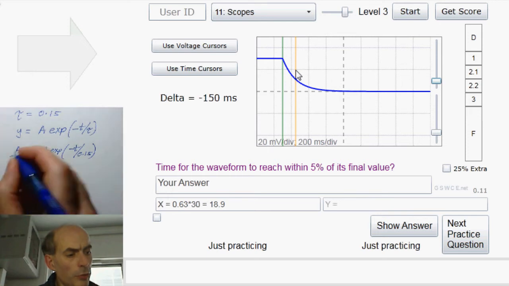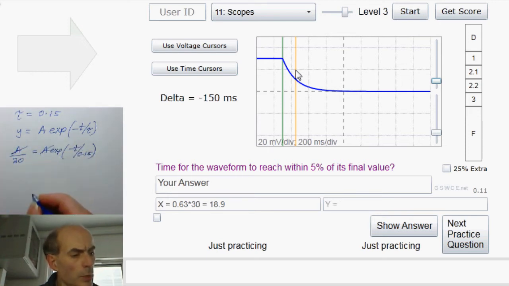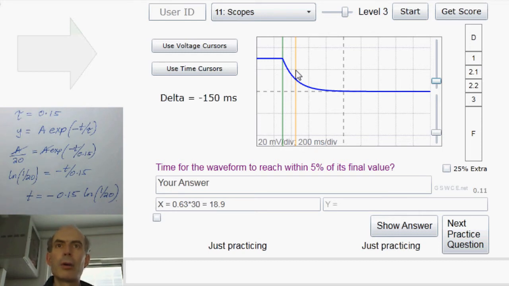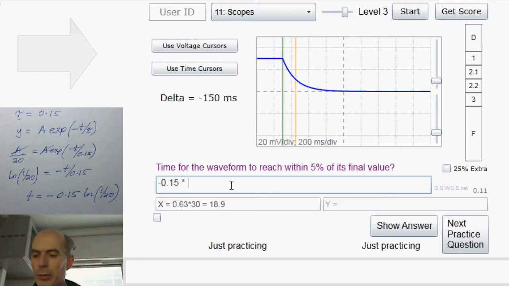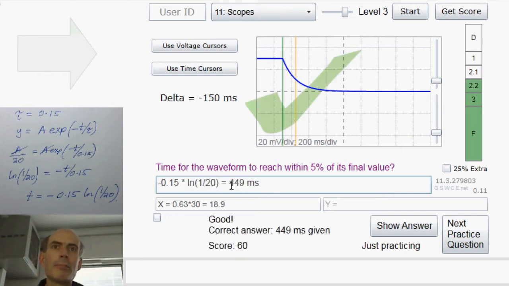And now it's just a bit of maths on that. The a's cancel out. We can take natural logarithms of both sides, and that would give me minus t over 0.15, and therefore that t equals minus 0.15 times the natural logarithm of 1/20th. Okay, give it a go. Minus 0.15 times the natural logarithm of 1 over 20. Great. Spot on. That's impressive.